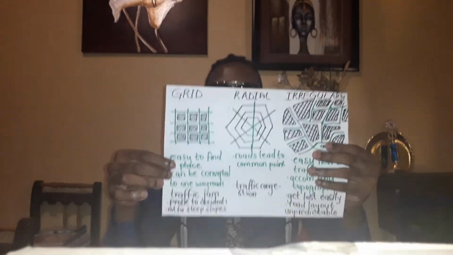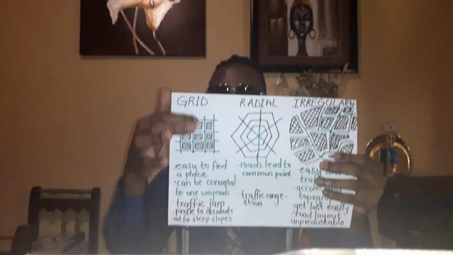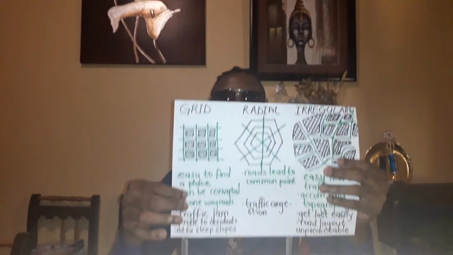The disadvantage of it is that you can get lost easily, and also the road layout is unpredictable since the streets are not joining at right angles like the grid pattern, or joining at a common central point like the radial, but they're joining anyhow, so you can get lost easily. So the grid pattern usually is associated with the CBD and the low income residential areas.